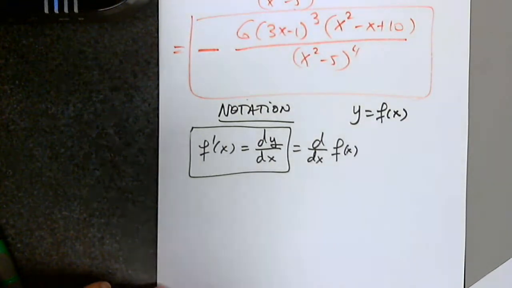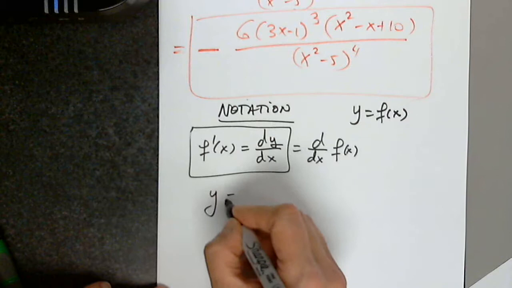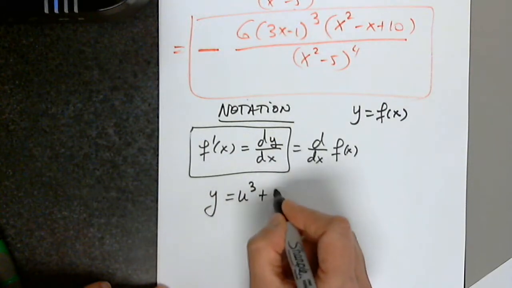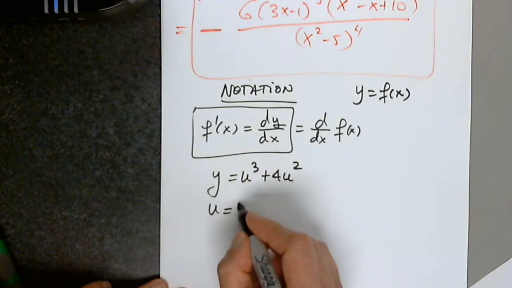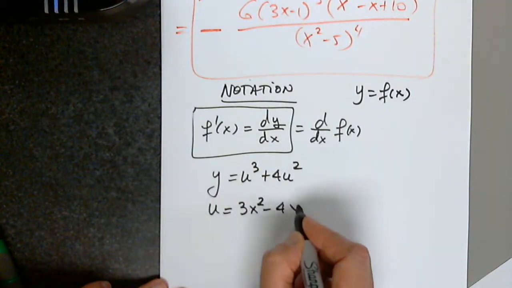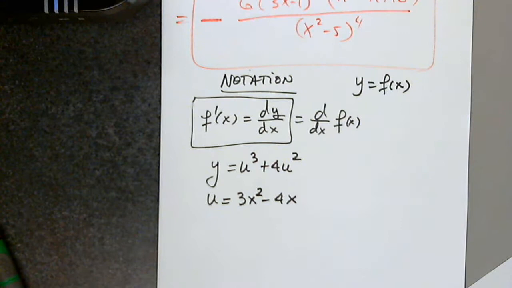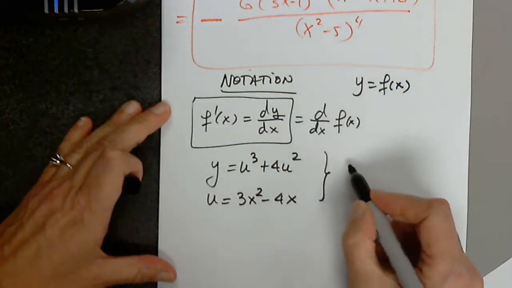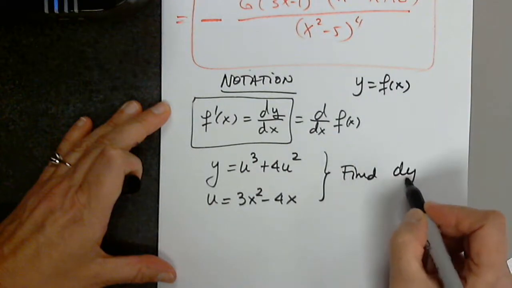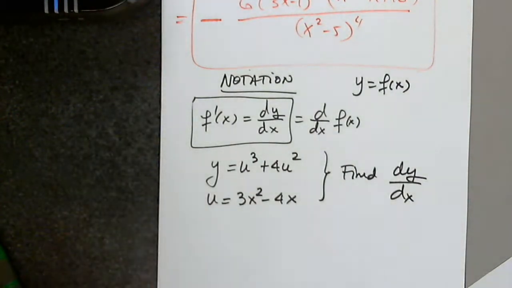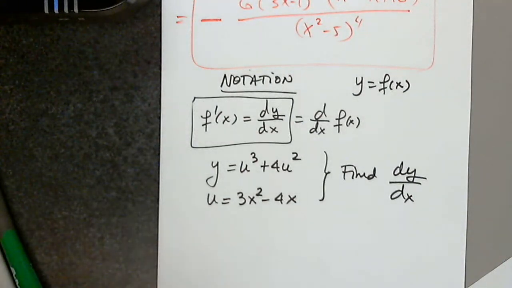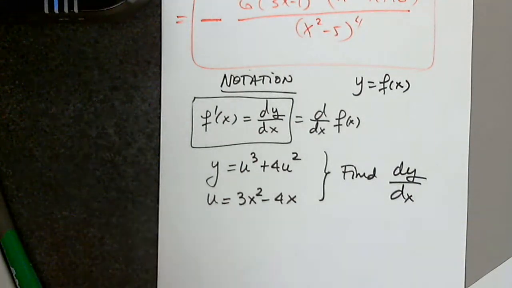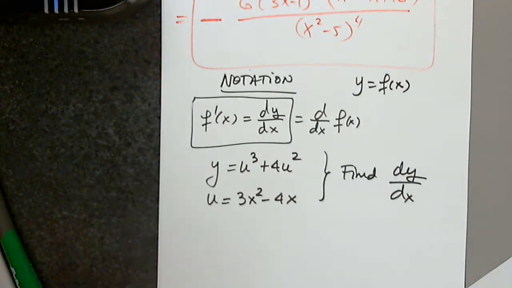Okay. So now we are given that y equals u to the third plus 4u squared. And we are told that u equals 3x squared minus 4x. And we are asked to find dy over dx. So find dy over dx. It says to find it in two different ways. Here's one way.